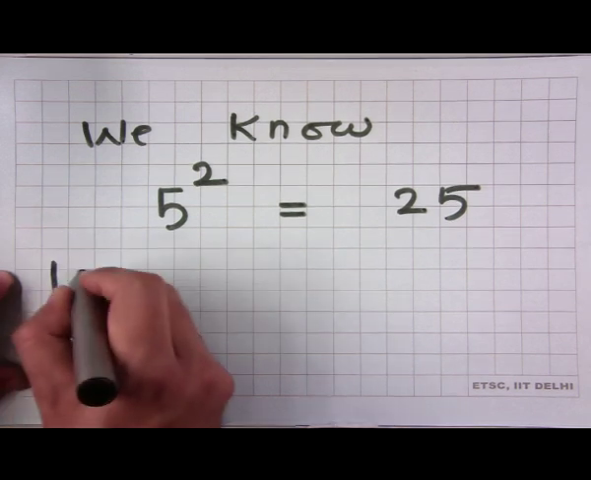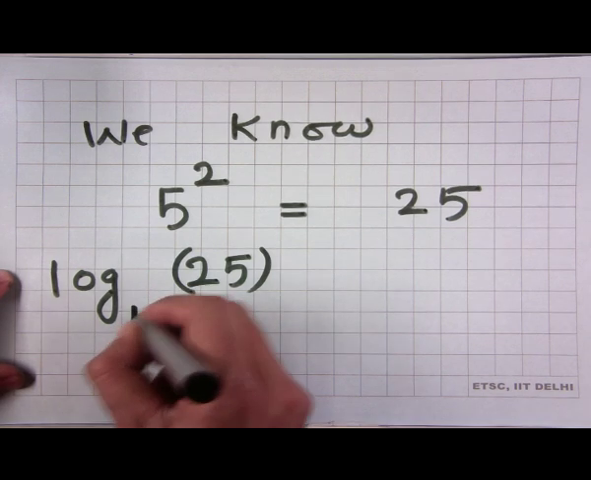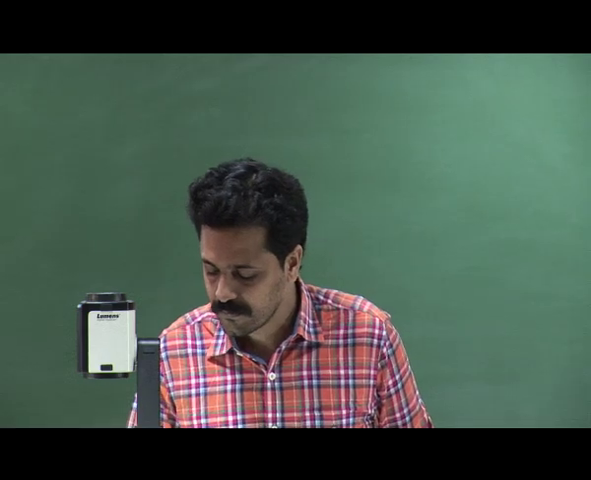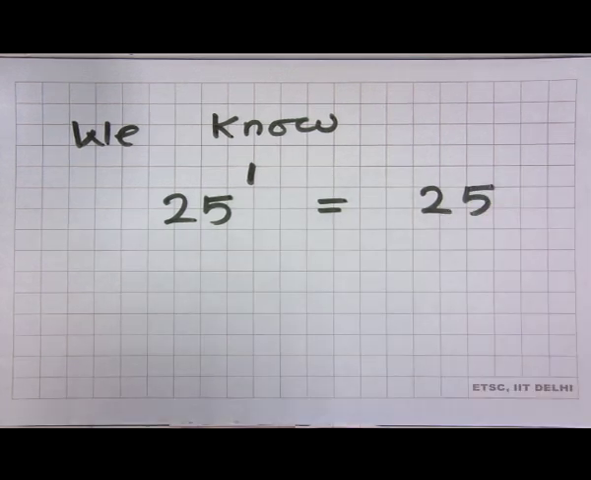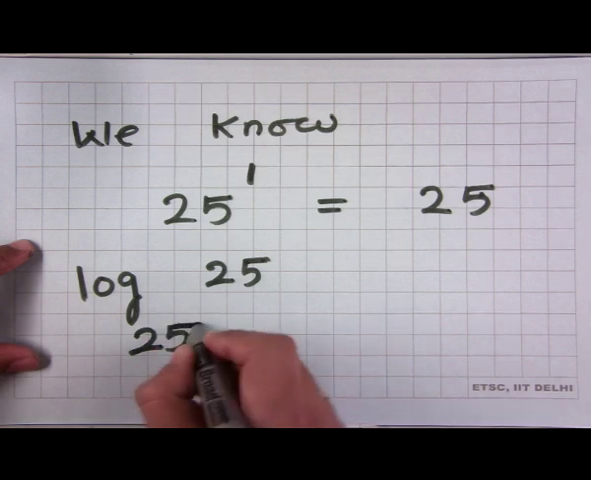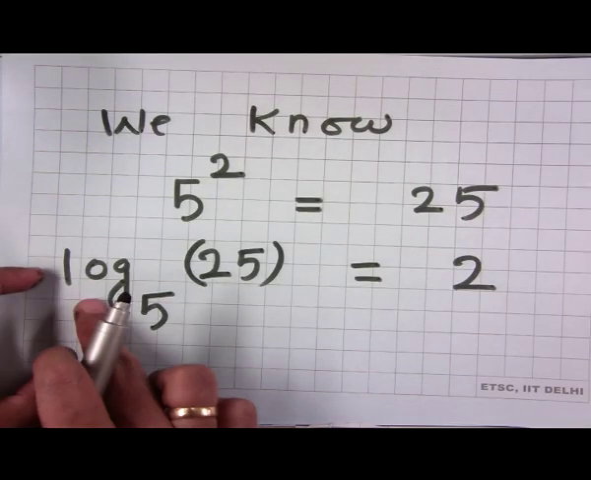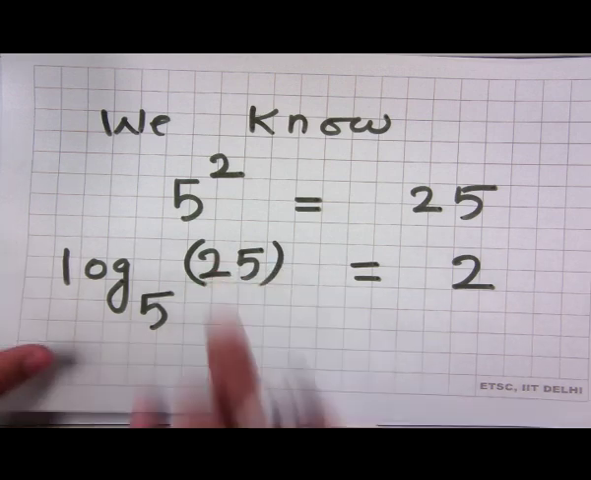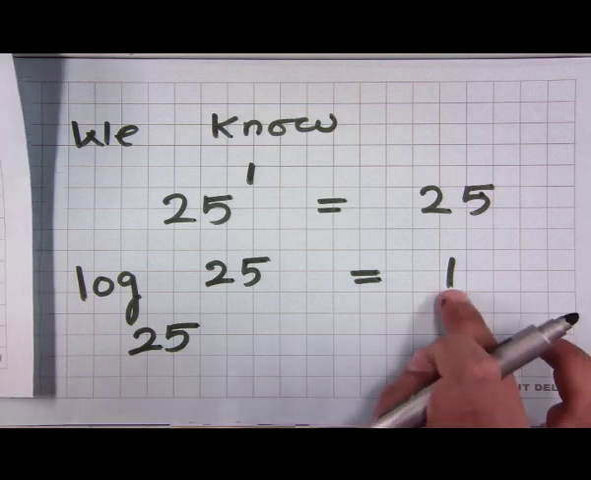In the language of logarithm, logarithm of the real number 25 to the base 5 is 2. We know 25 power 1 is 25. Therefore, logarithm of 25 to the base 25 is 1. Please compare. Logarithm of 25 to the base 5 is 2, as 5 when squared gives 25. At the same time, logarithm of 25 to another base, namely 25, is 1.